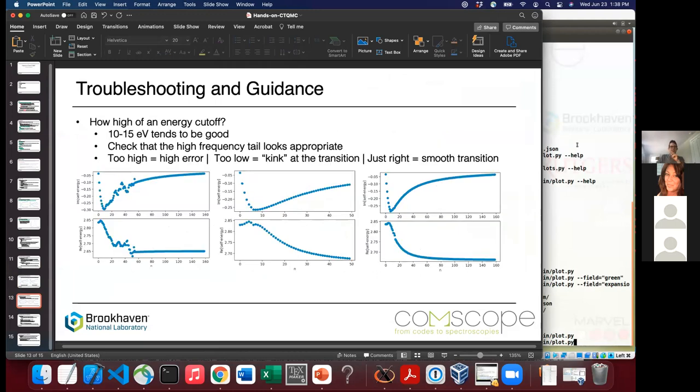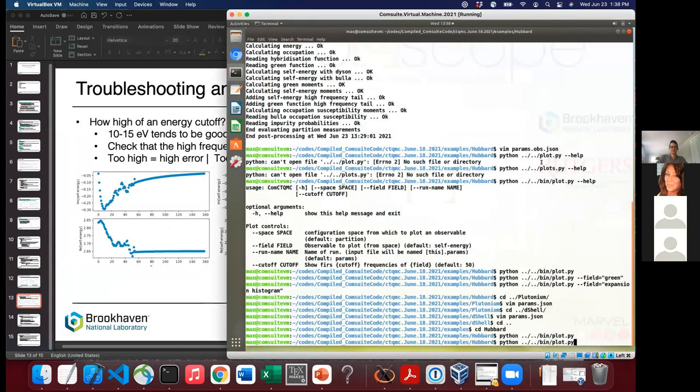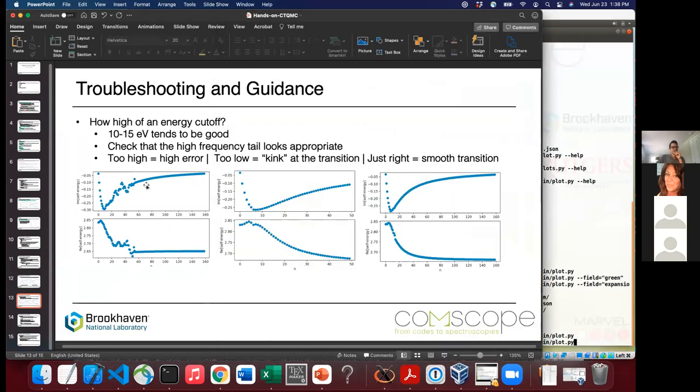An important factor here is this cutoff. CTQMC is adding an asymptotic tail after the last sampled frequency you asked for in your parameter file. So you want to make sure you're not going up to too high of frequencies, or you're going to get way more noise than you need. And you don't want to go too low or there'll be weird kinks in your self-energy when you transition from the last thing I've measured to the first part of my high-frequency tail.